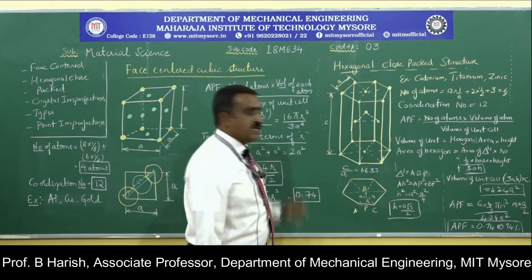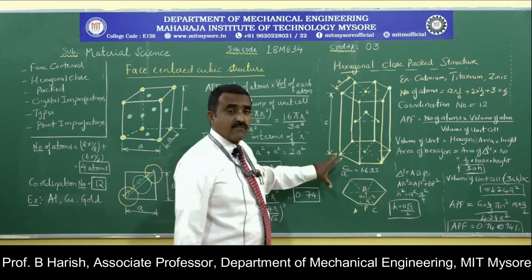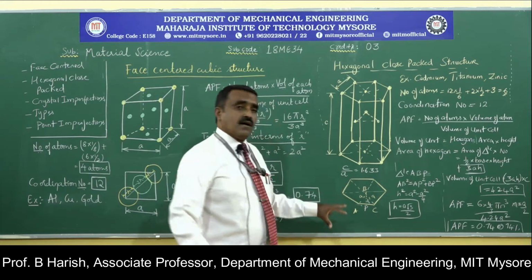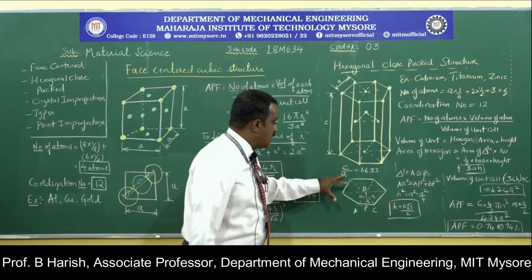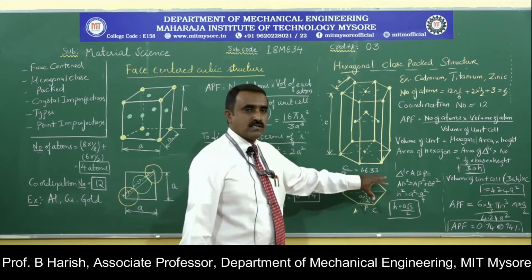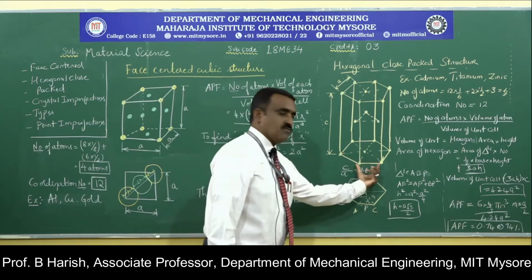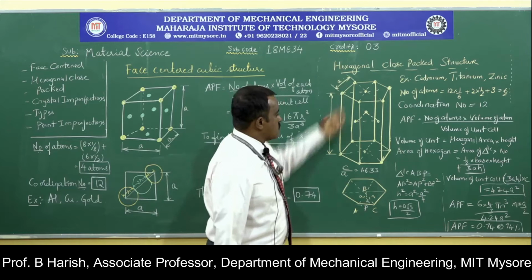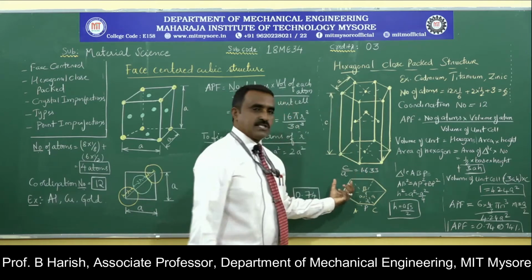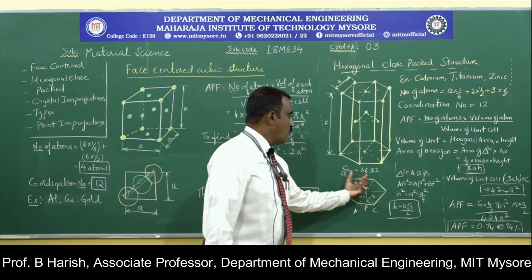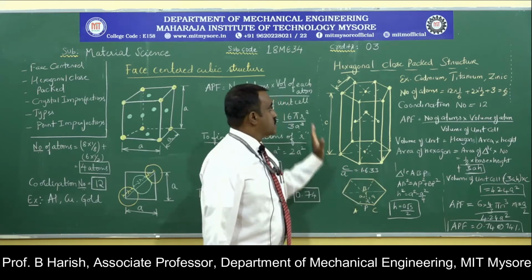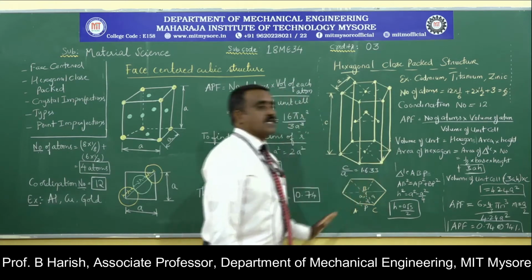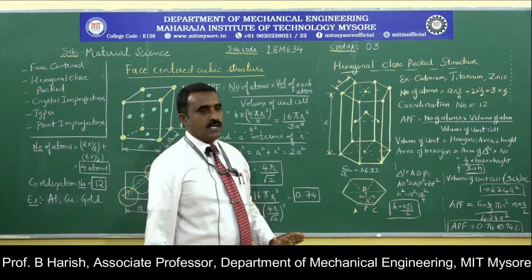This is the height c, the height of the prism. Here it is defined by c by a equal to 1.633. a is once again the lattice distance, which is already known. So the c by a ratio is defined to be equal to 1.633. This is how it looks, in the shape of a hexagonal prism.